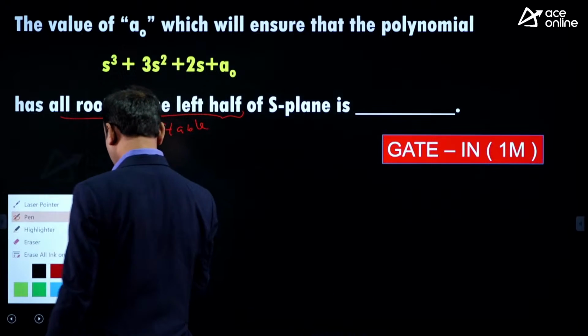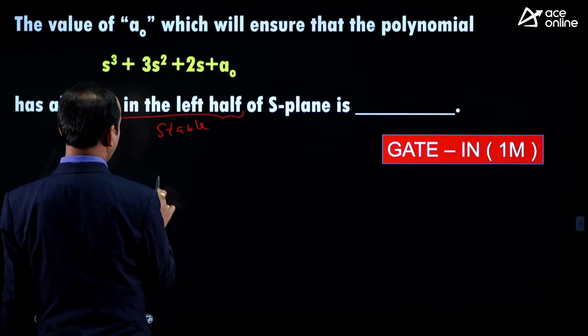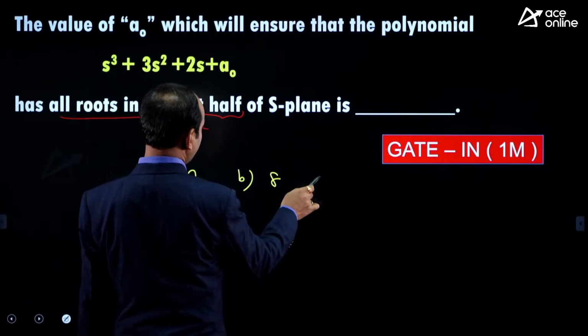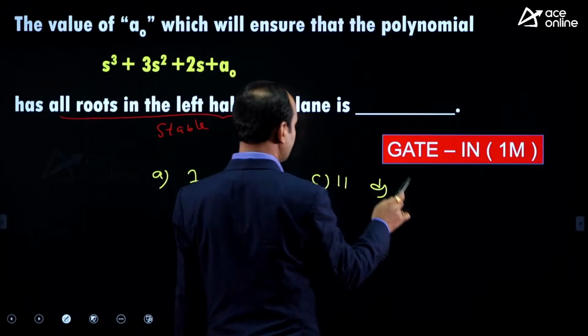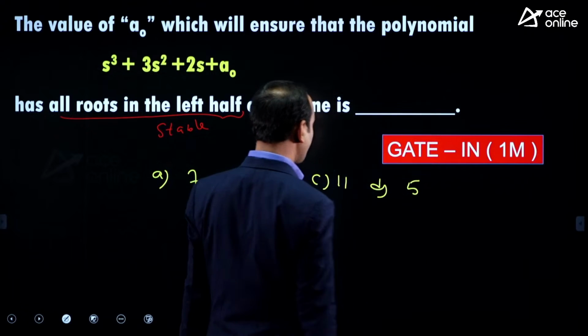What are the options given? Option A is 7, option B is 8, option C is 11, option D is 5. These are the options given.